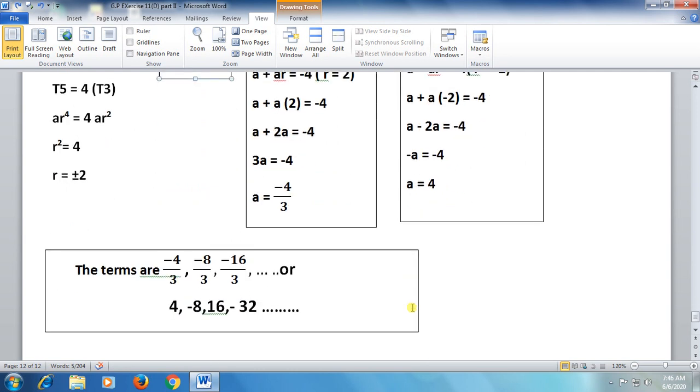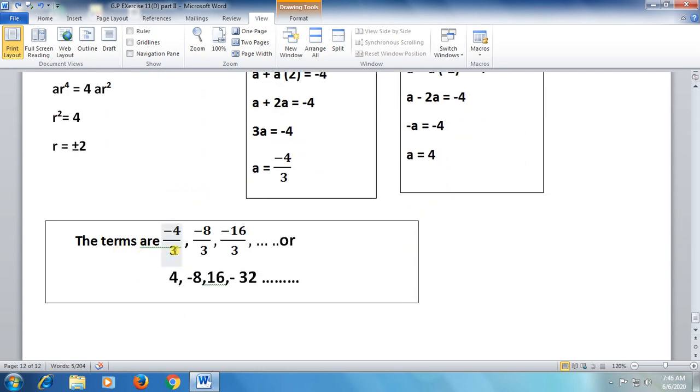The terms of GP are minus 4 by 3, minus 8 by 3, minus 16 by 3, or 4, minus 8, 16, minus 32 and so on. By this we have completed all the 19 problems of exercise 11G, and hence we have completed chapter geometric progression.